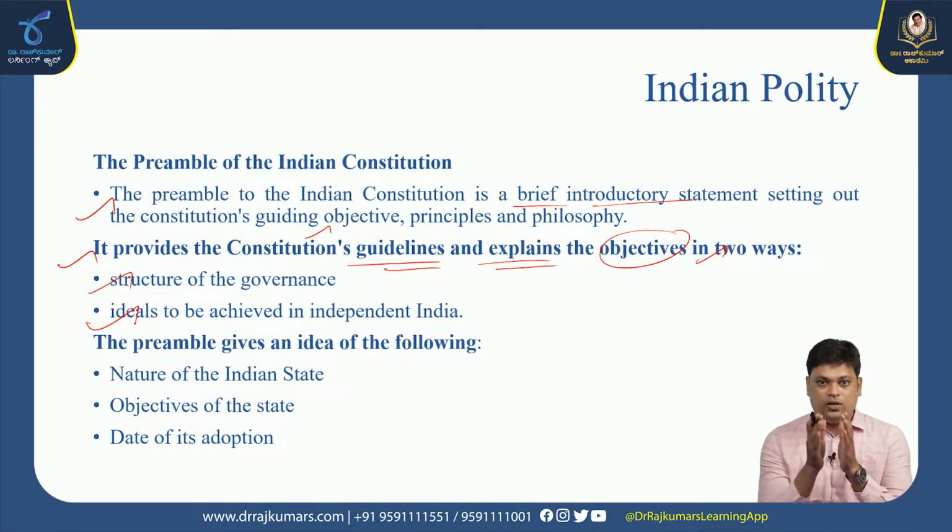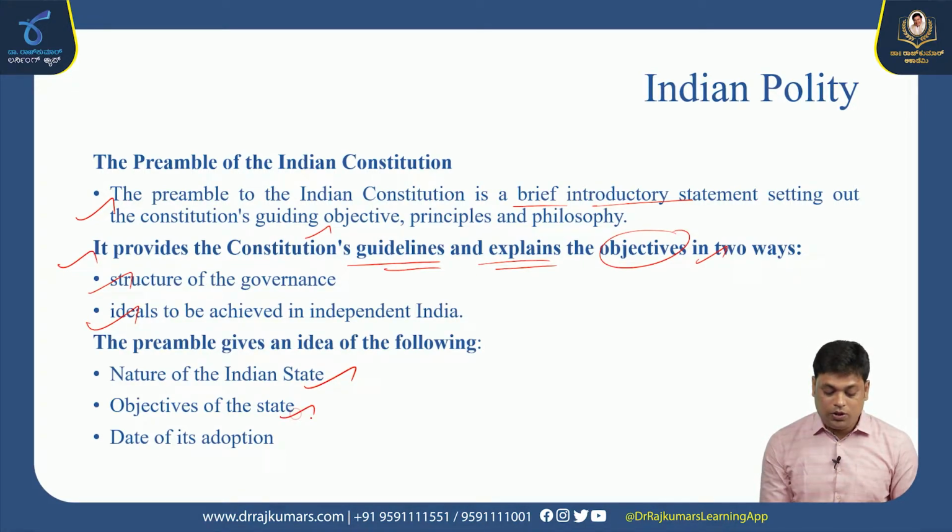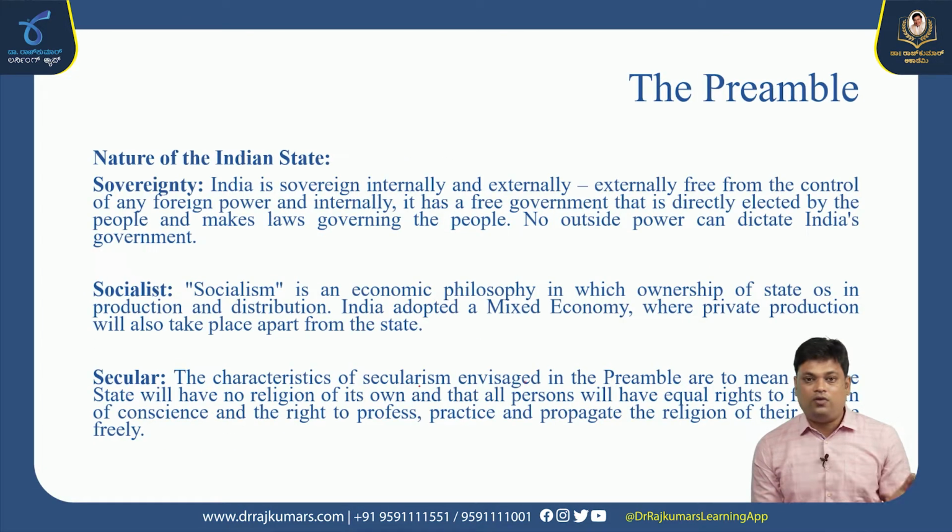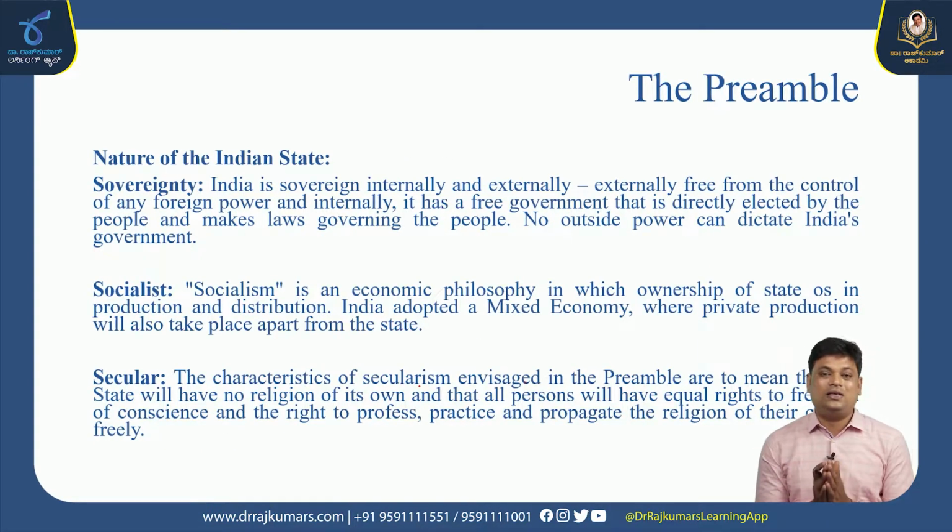So based on the objective resolution given by Jawaharlal Nehru, the preamble gives an idea of the following: nature of the Indian state, in what nature we can frame our Indian state; objective of the Indian state, what objective is supposed to come under that Indian state; and the date of its adoption. So the preamble gives an idea of the following three. First we will discuss the nature of the Indian state. On what basis can our Indian state be, right?